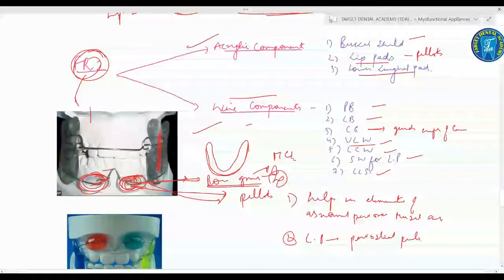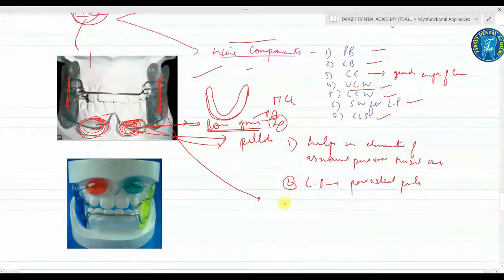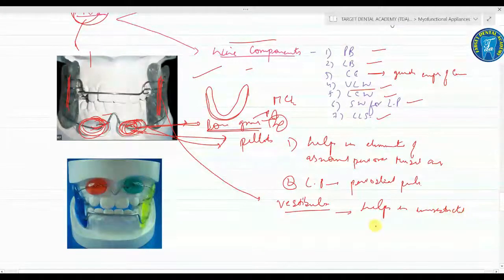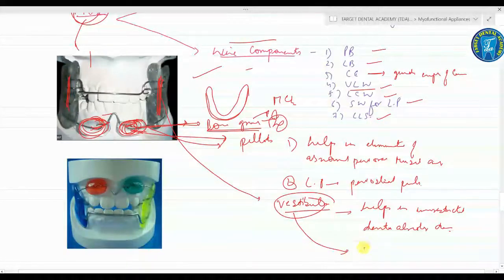So next are the buccal shields. These two are the buccal shields. The buccal shields are also called the vestibular shields. So what is the function of the vestibular shields? They help in unrestricted dento-alveolar development. Fine. And the vestibular or the buccal shield also causes periosteal bone deposition. Again, these two are very important.